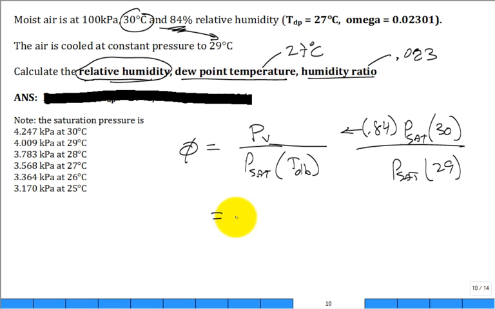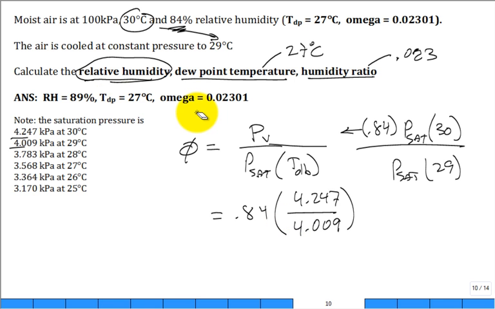And so we get 0.84, and then you'll see, oh, the Psat at 30, that's over here, 4.247, and the Psat at 29, 4.009, and that ratio then gives you the little boost up. And so the relative humidity goes up to 89%. All right? Let's press forward.